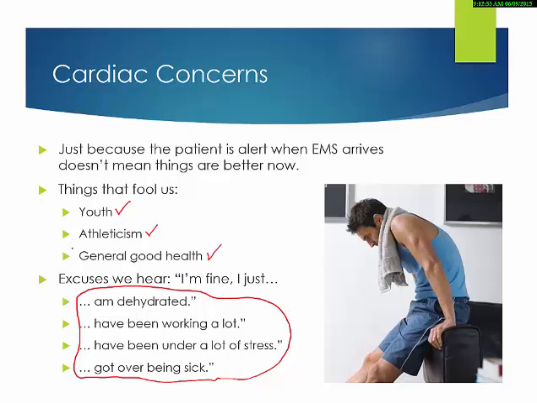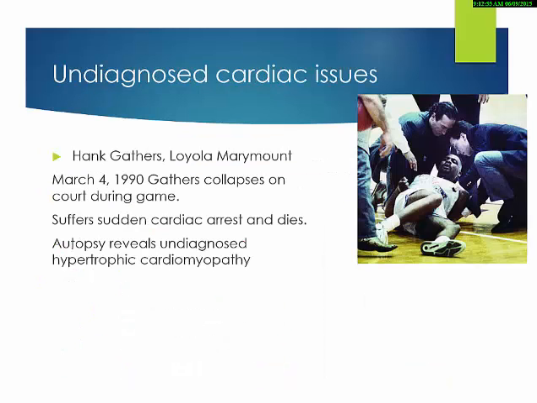There's a couple of cases that I was going to blow past you really quick here. Hank Gathers, back in 1990, he was playing basketball for Loyola Marymount, and on March 4th, he was playing a game, and he collapsed on the court, ended up having a sudden cardiac arrest at that event, and he died shortly thereafter. Autopsy revealed that Hank had undiagnosed hypertrophic cardiomyopathy. So that's a big word, but we'll talk about this in detail later on. This is a structural abnormality of the heart that's commonly causing people to go into sudden cardiac arrest.